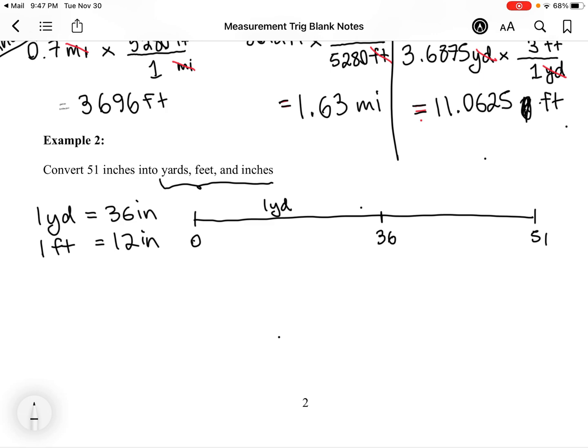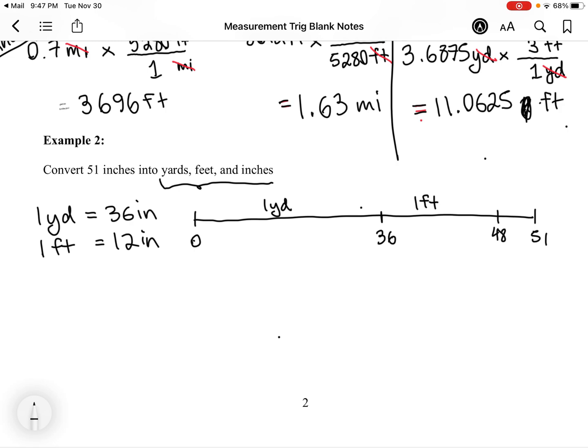Okay, now do I have enough to make another yard? Well, if you add another 36, you would get 72. So I don't have enough to make another yard, but I do have enough to make a foot. So if I add 12 to 36, that would be 48. So this part represents 1 foot.